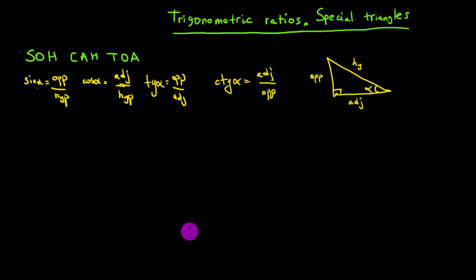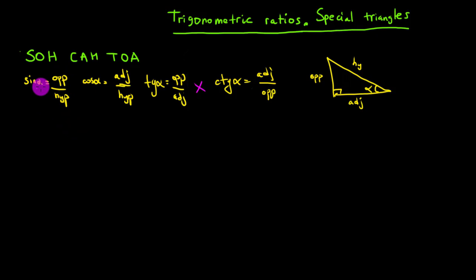Today's topic is trigonometric ratios in special triangles. From the previous week, you should know the rule of Sohcahtoa, which is sine opposite over hypotenuse, cosine is adjacent over hypotenuse, tangent is opposite over adjacent, and cotangent adjacent over opposite. Tangent and cotangent are vice versa.